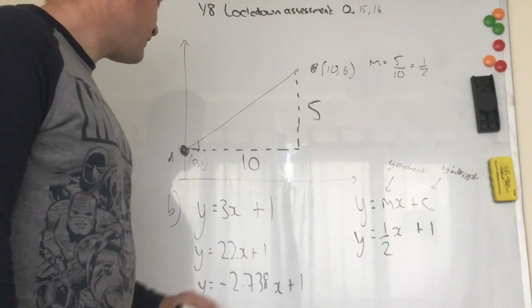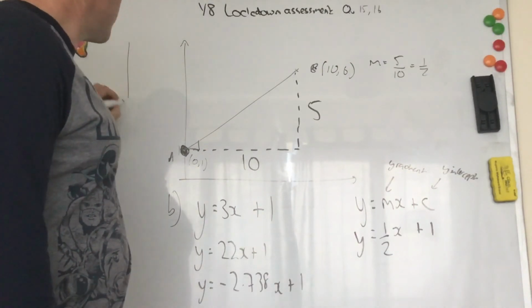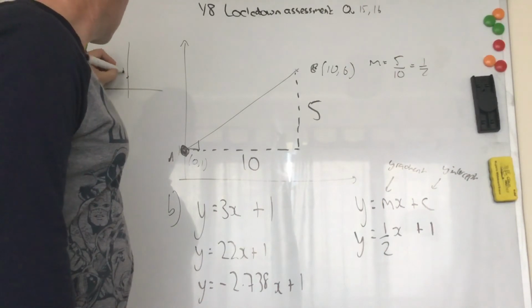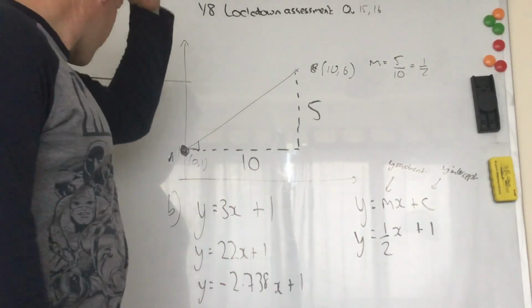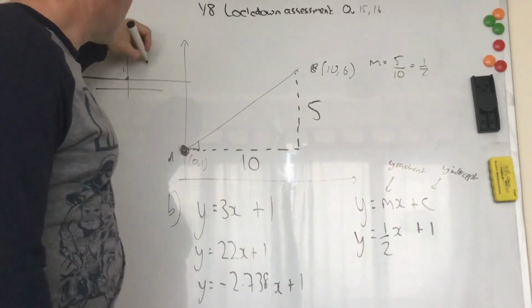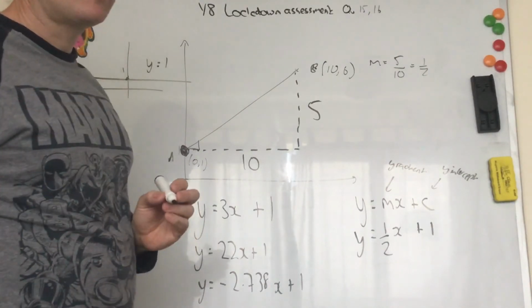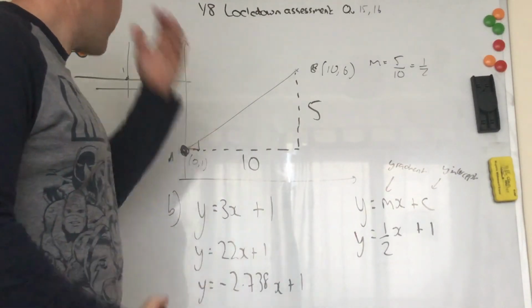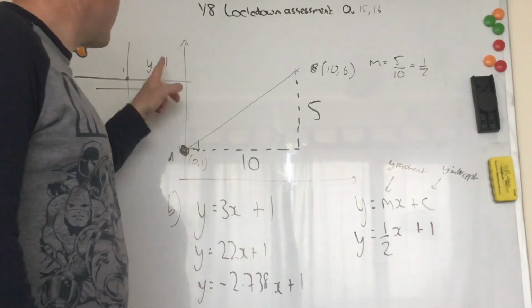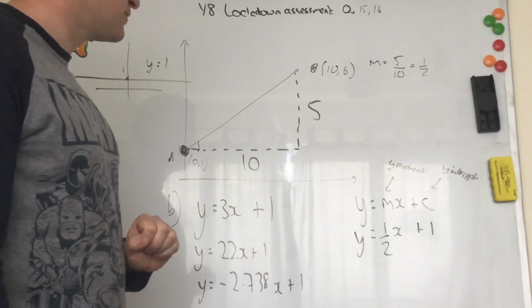You don't even need that something times x, because the equation of the line y equals 1 just looks like that, and it goes through 1 there. So you could just have y equals 1. Okay? The key thing is that you've got nothing else added to that 1 apart from something times x.